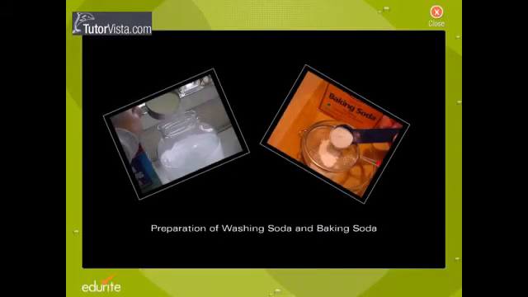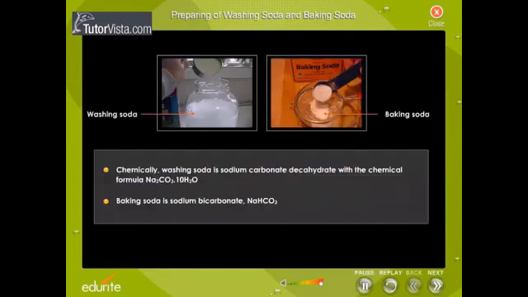Preparation of washing soda and baking soda. Washing soda and baking soda are two commonly used compounds of sodium. Chemically, washing soda is sodium carbonate decahydrate with the chemical formula Na2CO3.10H2O. Baking soda is sodium bicarbonate, NaHCO3. In the laboratory, they can be prepared taking caustic soda, NaOH, as the raw material.